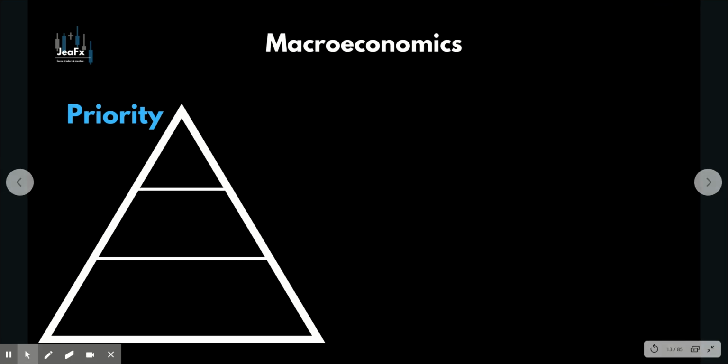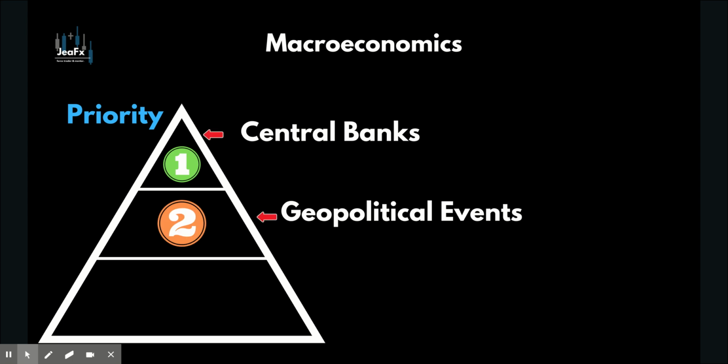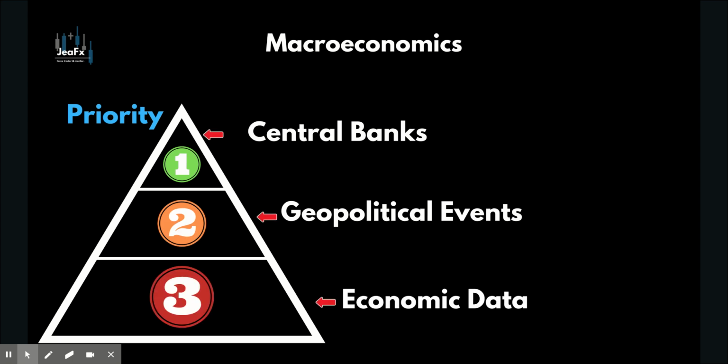So from top to bottom in importance then, macroeconomics for Forex trading goes something like this. At the top, we have central banks. Next up, we have geopolitical events. And at the bottom of the hierarchy, we have economic data.